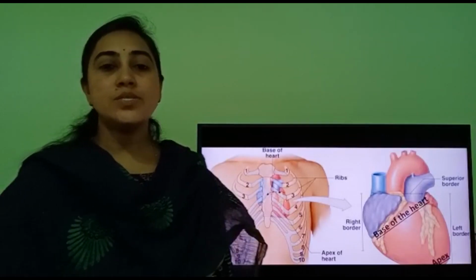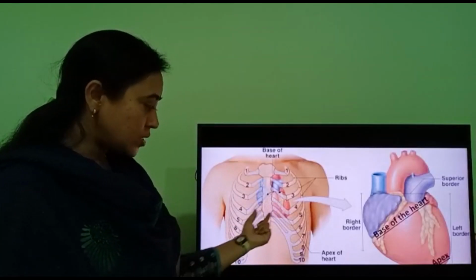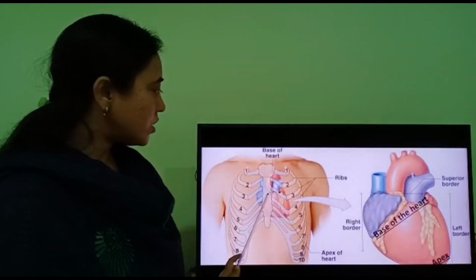If we see the structure, the heart is mesodermal in origin and it is a thick-walled, muscular and pulsating organ situated in the mediastinum. The mediastinum is a space in between the two lungs. Here it is, the mediastinum, and you can see the location of the heart.